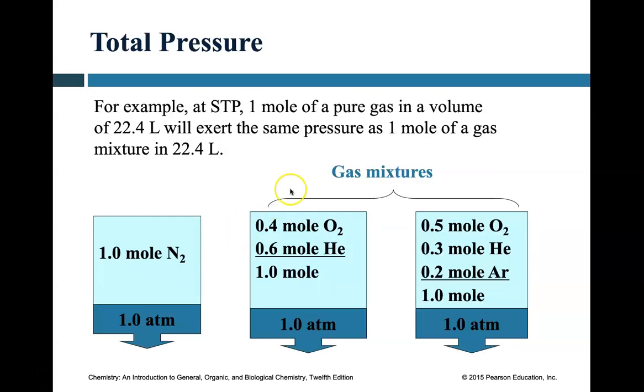So this is basically what it's showing here. 1 mole of nitrogen gas is going to have the same total pressure as if I had 0.4 moles of O2 and 0.6 moles of helium, as long as I have 1 mole of gas. Or maybe I have a half a mole of O2, 0.3 moles of helium, and 0.2 moles of argon. It still totals to 1 mole. All of these will have the same pressure of 1 atmosphere. It does not matter what the chemical identities are. It only matters on the amount.